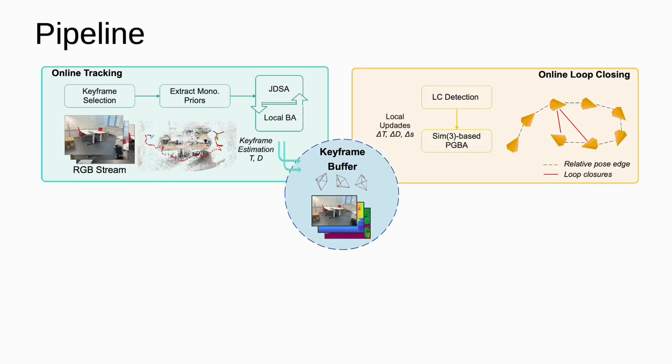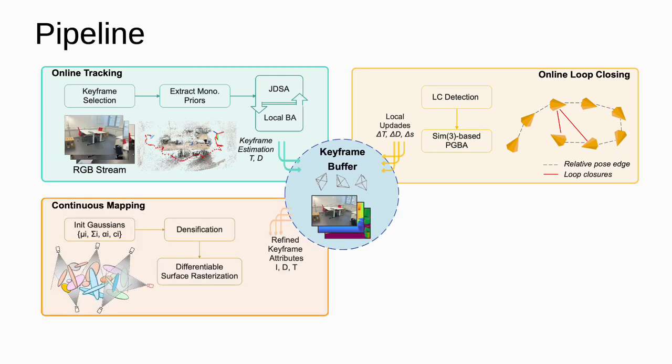Online loop closing detects when the camera revisits a previously seen area and applies Sim3 pose graph bundle adjustment. This corrects both pose and scale drift on the fly and feeds the updated poses back to the system. The mapping module continuously updates the 3D Gaussian map. As new keyframes are added, or when global updates come from loop closure, the system optimizes the Gaussian splats to align with both the observed images and the geometric priors.